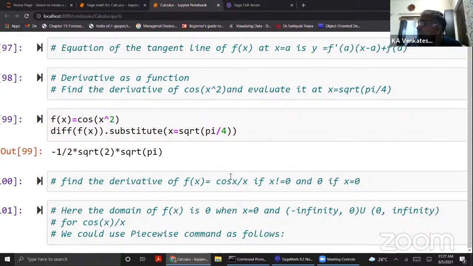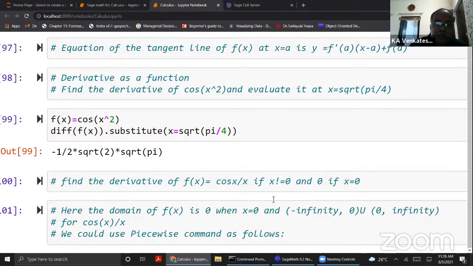Now f of x is cos x by x if x not equal to 0, and 0 if x equal to 0. Again, it's a piecewise function. So when you want to do that, look at the domain of these functions. Then based on that, one can use the piecewise command. So both domains are separate. Then we can use the piecewise function and evaluate it.